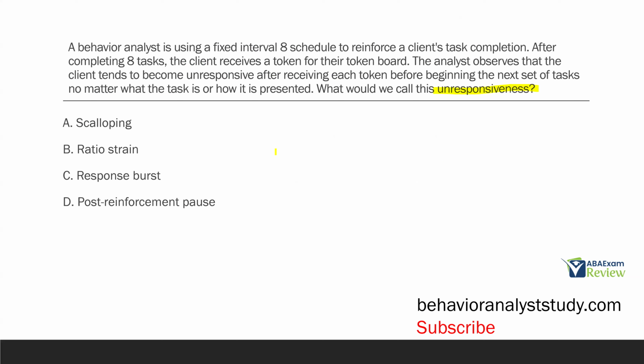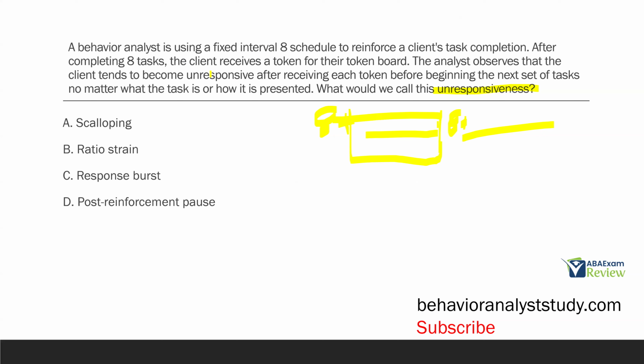So let's map this out, right? The client completes 8 tasks and they get reinforcement. Then we have a pause, 8 tasks, reinforcement, another pause. What do we call that pause and why does it occur? Well, it occurs because the client knows the schedule is fixed. And so, especially on a fixed interval 8, whether it's 8 seconds or 8 minutes or whatever it might be, they still are going to have to wait till that schedule is complete to receive reinforcement.